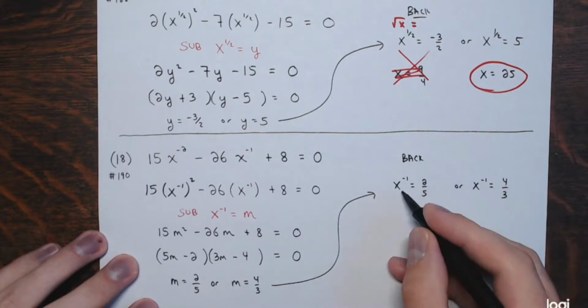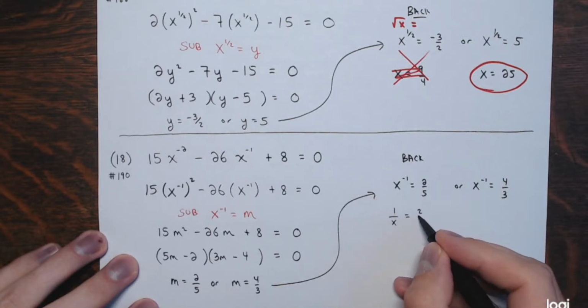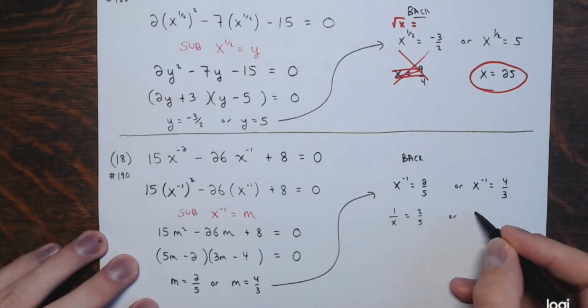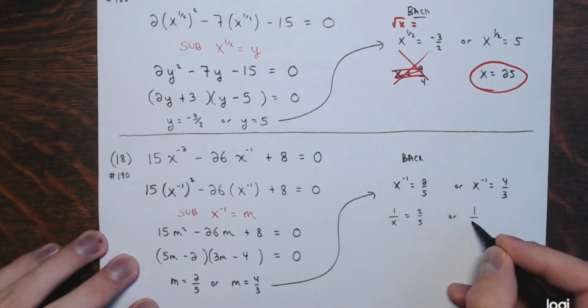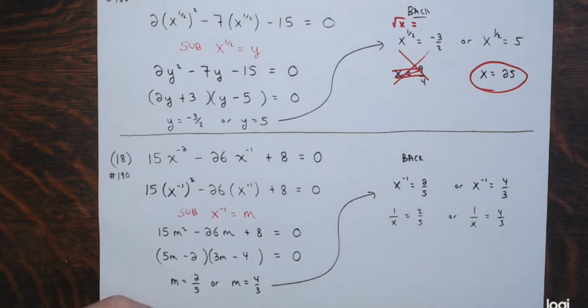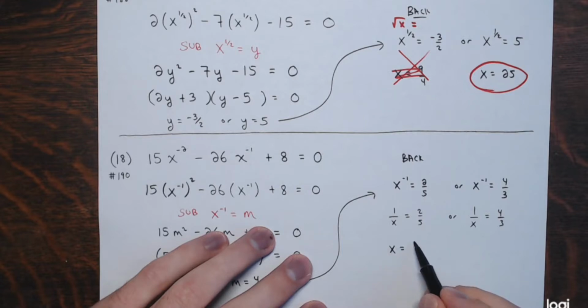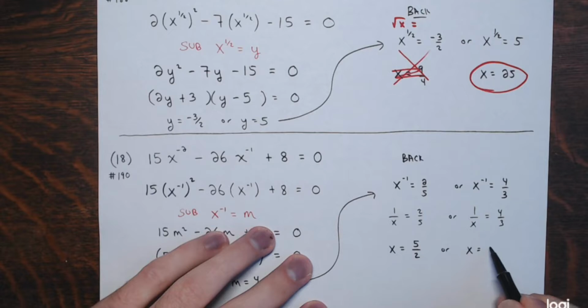But remember, x to the negative first is just 1 over x. 1 over x equals 2/5, same thing. X to the negative first is 1 over x. 1 over x equals 4/3. So all I need to do to solve for x is just take the reciprocal of both sides. You get x equals 5 halves, or x equals 3/4.